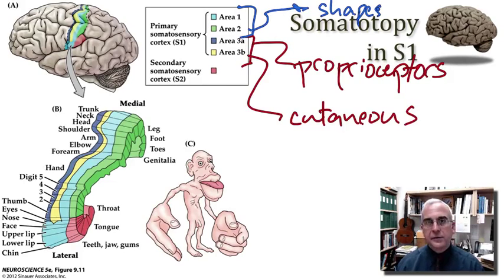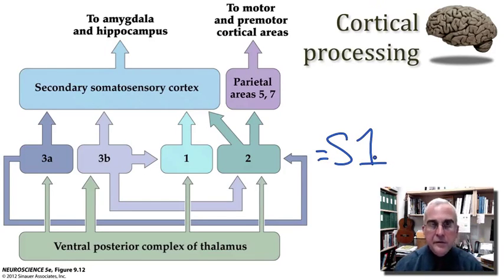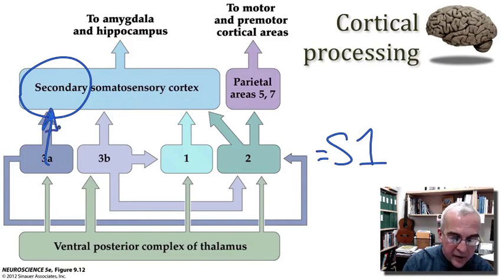Okay, and so finally let's consider what happens to this information beyond the primary somatic sensory cortex. What we discover is that the primary somatic sensory cortex, being at this level here, has extensive interconnections with other parts of the brain. There is something that we recognize as a secondary somatic sensory cortex that is in the inferior and posterior aspect of the parietal lobe, perhaps also involving the posterior aspect of the insula. And this secondary somatic sensory cortex receives input from our primary areas.